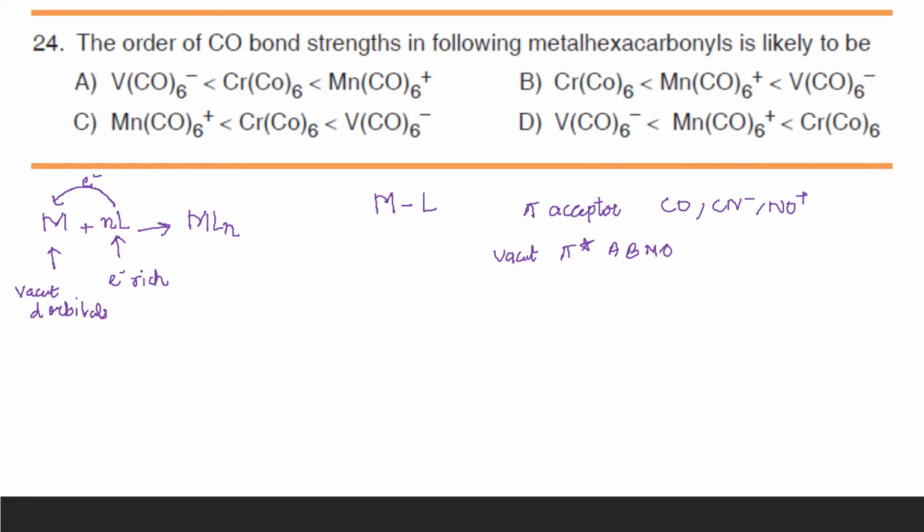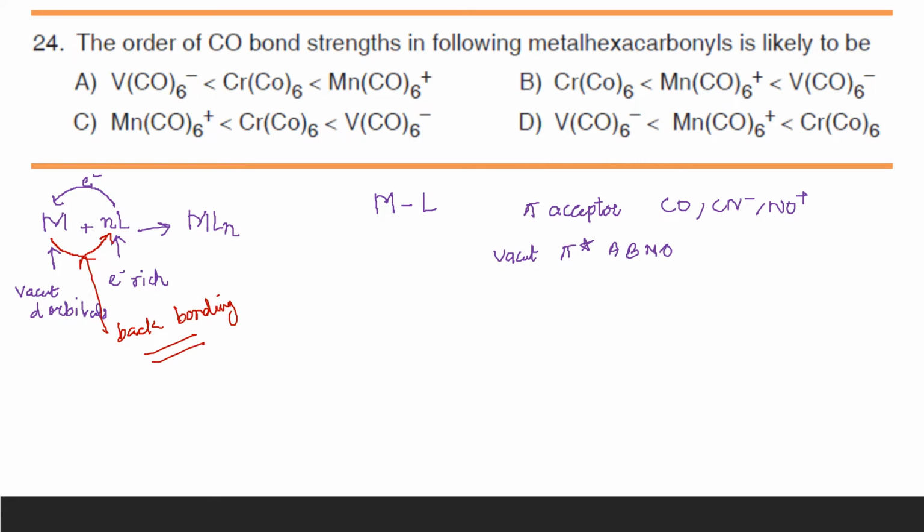So in these types of ligand, you can see that an electron from metal is back donated to ligand, and this is known as back bonding or back donation of electrons. So this is a very important topic in organometallic chemistry.